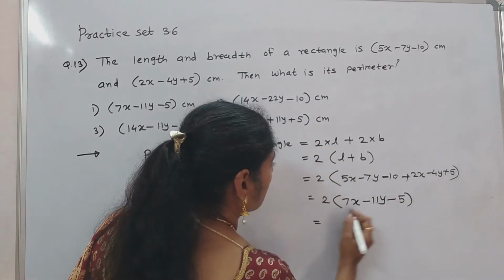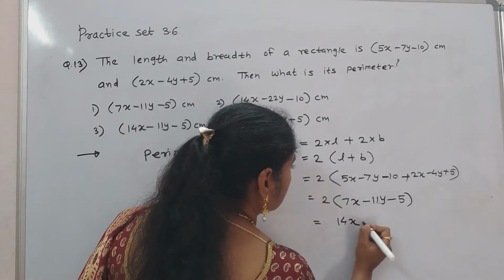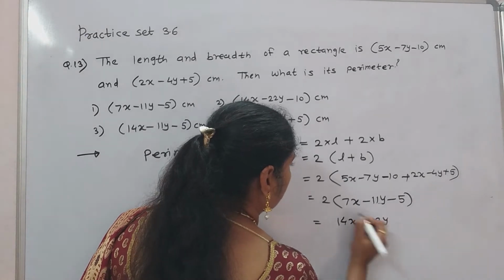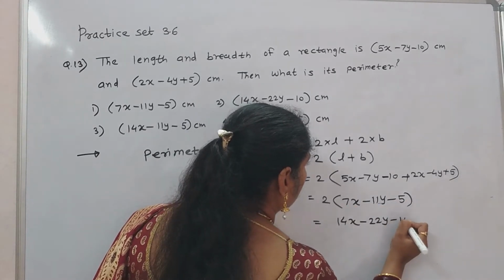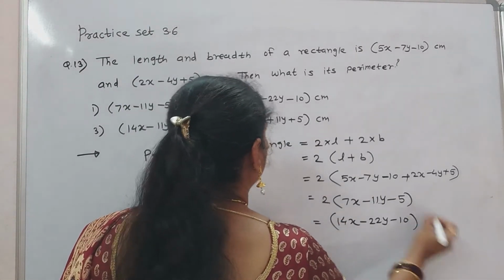So multiplication of 2 into 7x, 14x. 2 into minus 11y, minus 22y. 2 into minus 5, minus 10. So our answer is option number 2.